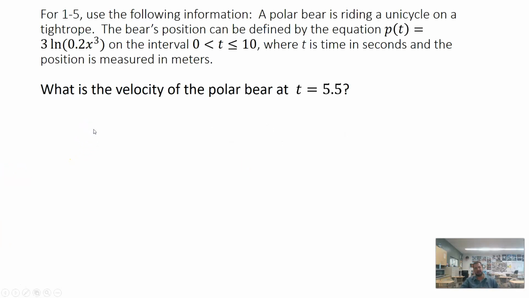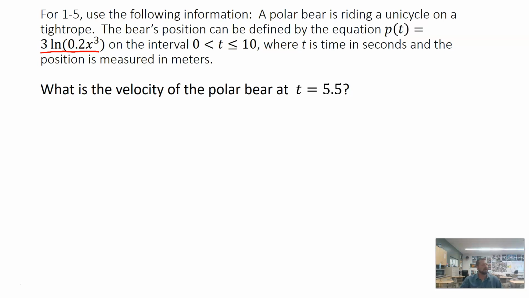So we've got this problem right here, and for the first 5 questions, we're going to use the following information. A polar bear is riding on a unicycle on a tightrope. The bear's position can be defined by the equation P(t) = 3 ln((0.2x)^3) on the interval from 0 to 10, where t is time in seconds and the position is measured in meters.